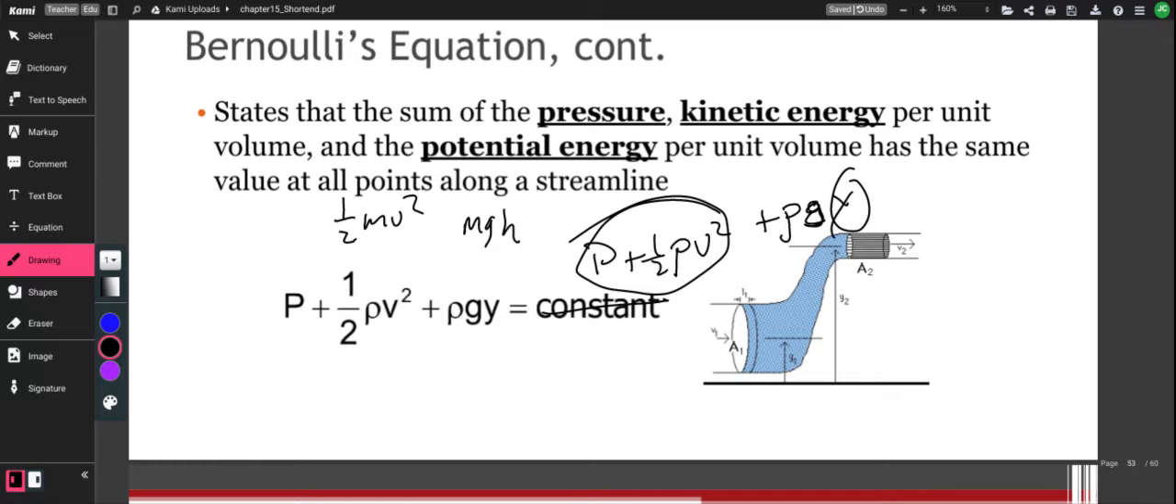If we remember, pressure is equal to force over area. And so we are ultimately seeing that the pressure is pushing on this pipe, and pushing on the fluid, causing it to move.